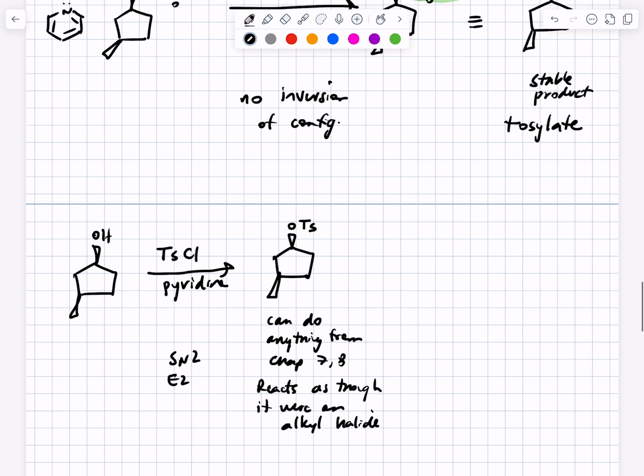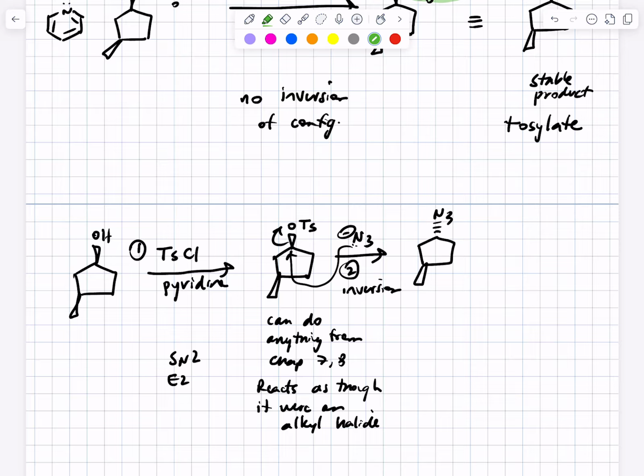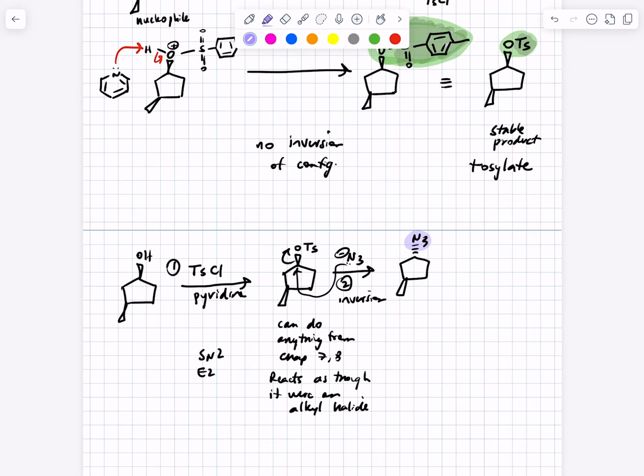It wouldn't make sense to attempt SN1 and E1 chemistry with the tosylate, because if you wanted a carbocation, you should just use the chemistry we talked about last time. So in this case, we're using N3 minus. That does do SN2. The tosylate gets removed, and so we do the two reactions, the first reaction, the second reaction. There's only one inversion step, and so that's why we're able to get the desired stereochemistry.